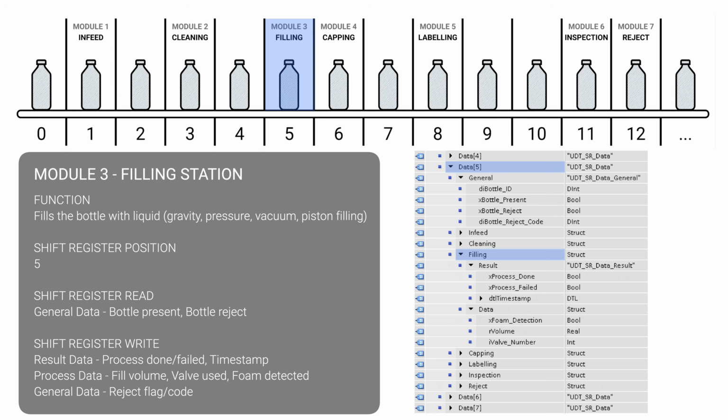After the filling process is complete, it logs a process done or process failed status with a timestamp to the result segment, and it records details like fill volume and which valve was used in the data segment. If filling fails, the general section is updated with a reject flag and a reason, making it clear why the bottle was flagged as a reject.